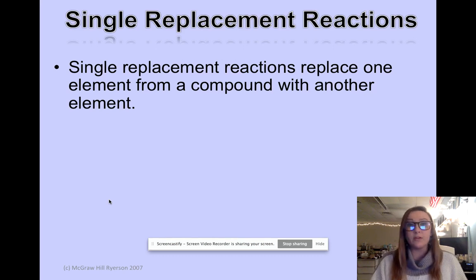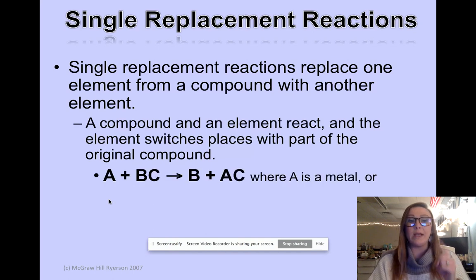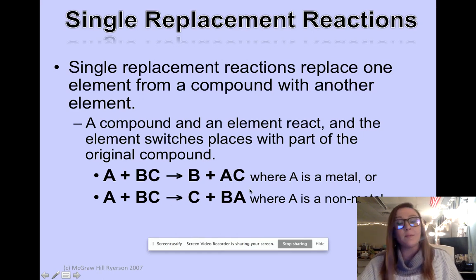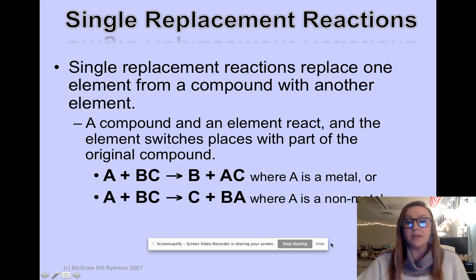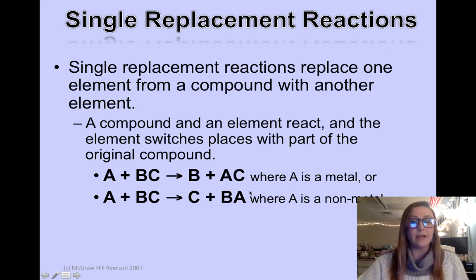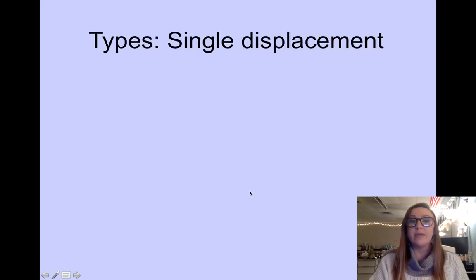So to recap what we learned last time, we learned about single replacement reactions. This is when we have one element in a compound, and that element switches with another element in that compound, and we end up with two different things. That's represented by A plus BC yields B plus AC. We talked about how if A is a metal, it's going to bond with a certain type, and if A is a non-metal, it's going to bond with a certain type. Awesome. So we gave some examples.